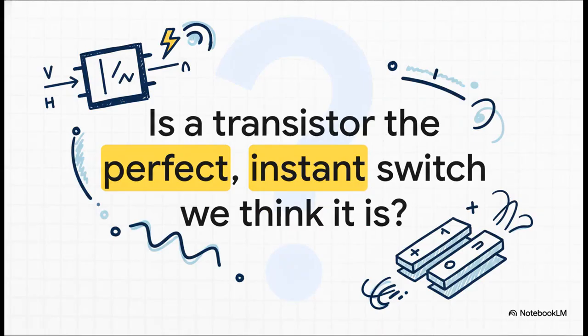You know, we all learn that a transistor is the absolute foundation of computing. It's just a switch. Give it some juice, it turns on. Take it away, it turns off. And it happens instantly. That's the basis for every single binary decision. But what if that core assumption we all rely on is just plain wrong?